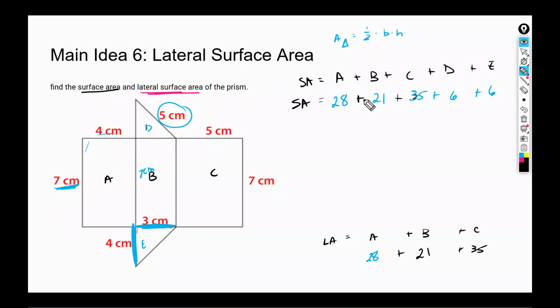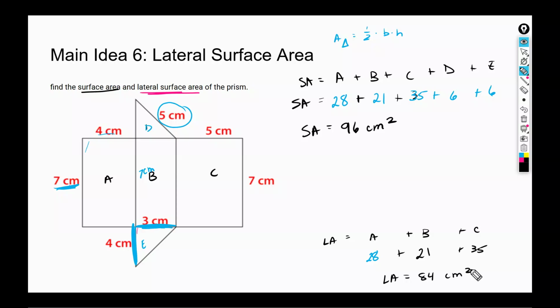28 plus 21 plus 35 plus 6 plus 6. 96. Surface area is equal to 96 centimeters squared. Now the lateral area is everything A, B, and C, everything except the base. 28 plus 21 plus 35. 84. Lateral area is equal to 84 centimeters squared.